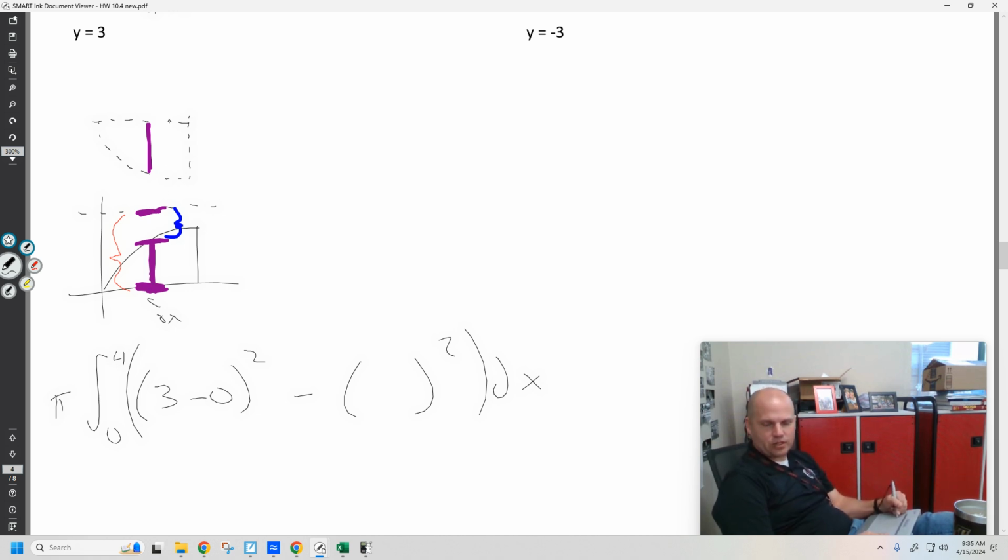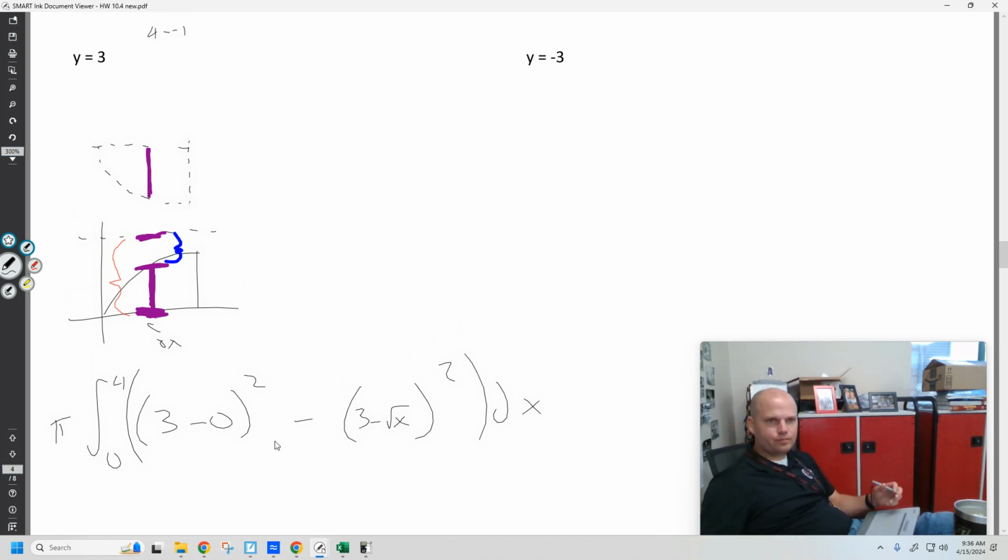I'm not going to go up here because I don't know the equations up there. What are the blue radiuses? 3 minus root x. Realize I never do a top minus bottom squared for this situation. Never. I always do the axis that we're revolving around minus one of the functions squared, and then the axis we're revolving around minus the other function squared. It's never top minus bottom squared. Y equals negative 3.